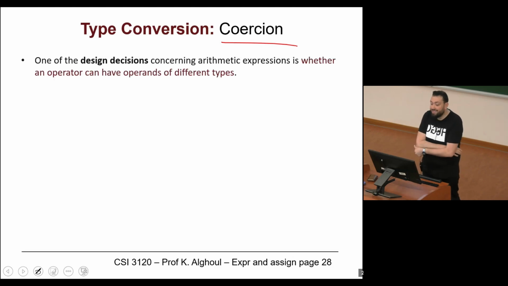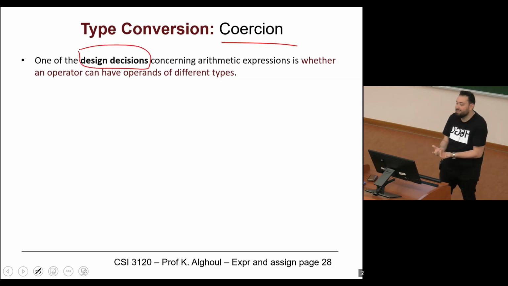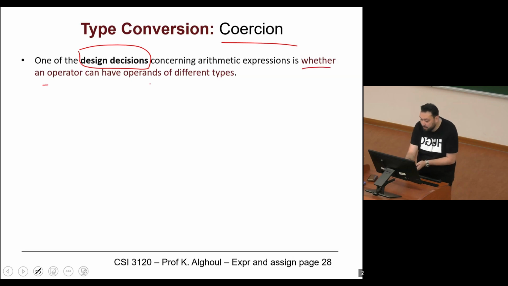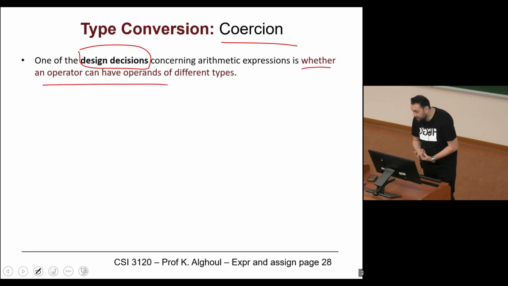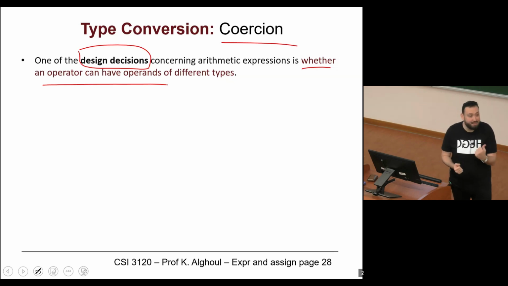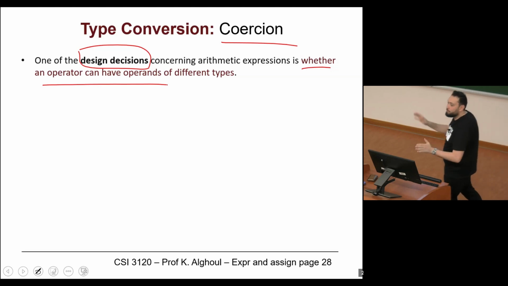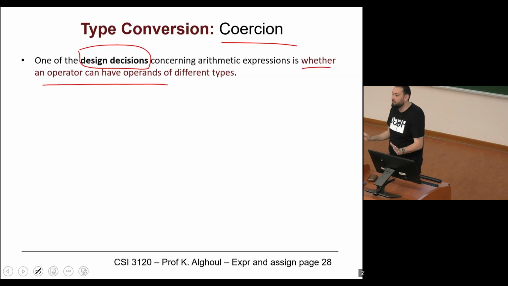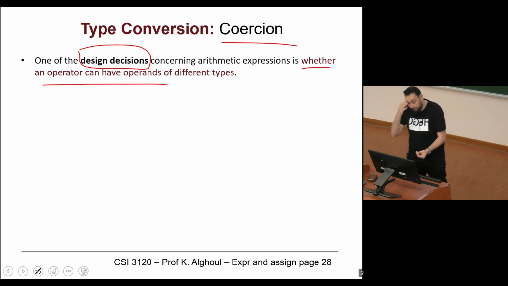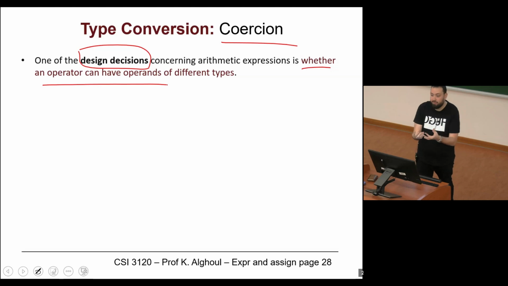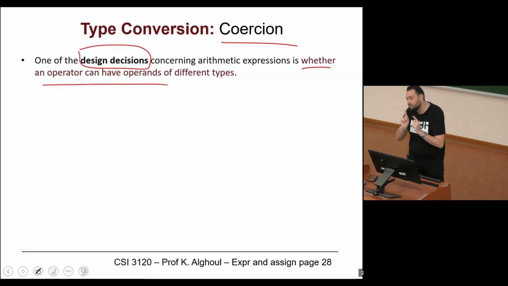Now, one of the design decisions, and we're always talking about the design, concerning arithmetic expressions is whether an operator can have operands of different types. Correct? That's one of the problems, because we said if you're giving the compiler two of the same data type, it's fine. It will deal with it, don't worry. But what if I want to do it for different types? Here, from a design level, you need to take this decision and take responsibility for it. So if you allow this, you can't blame the compiler if there's something wrong. You have to find a solution for the compiler.